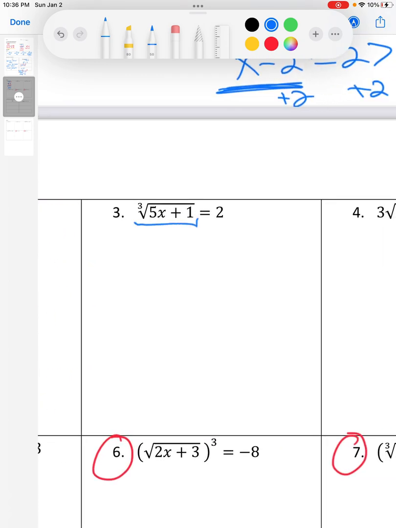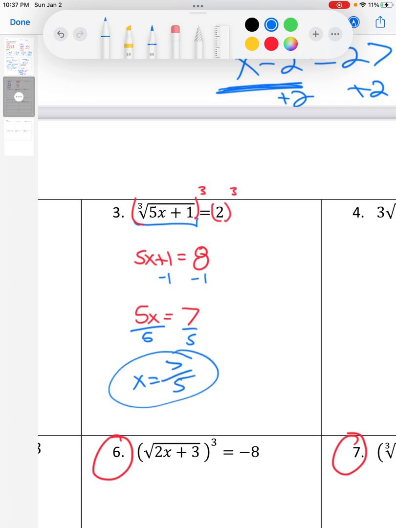Is the radical alone on this side? Yes, it is. Raise it to the exponent. So those cancel out. We're going to have 5x plus 1 equals 2 to the 3, which is 8. Now we still need to solve for x. Minus 1. So I'm going to have 5x equals 7. Still need to solve for x. Divide both sides by 5. So x equals 7 over 5.